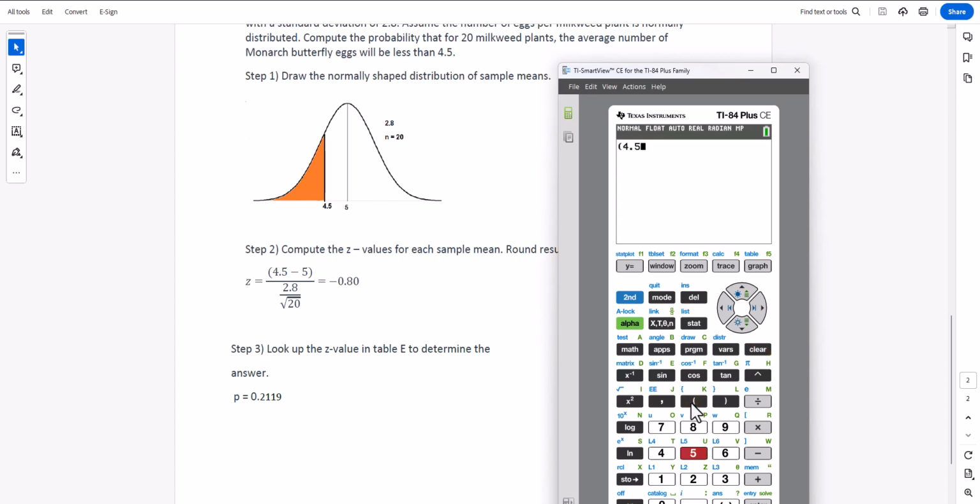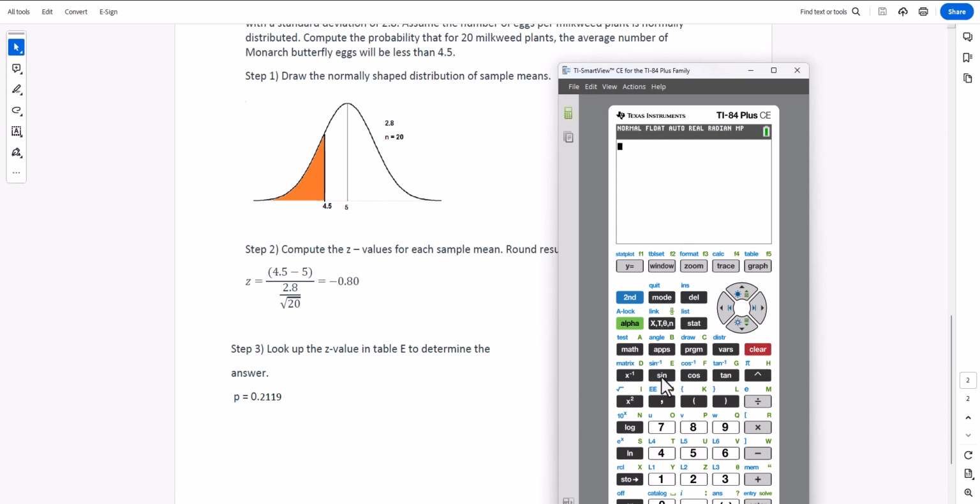We have 4.5 minus 5 divided by, use parentheses, 2.8 divided by the square root of 20. Close the parentheses, select enter, and we round to 2 places. Thus, we round to negative 0.80. Now we would look up negative 0.80 in our table to get 0.2119.